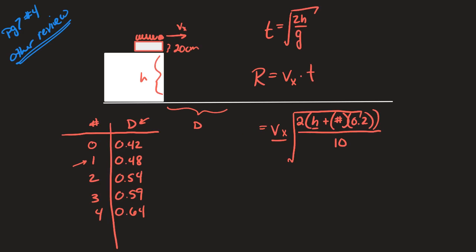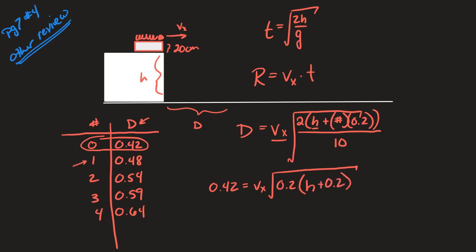Now, I assume they don't want you to just plug these in, that they want you to graph it. So maybe graph it to figure out Vx or graph it to figure out h. I'm not going to do that because it's a waste of my time. But I could put in, say, this data point and create an equation. That'd be 0.42 equals Vx times the square root of 0.2 times h plus 0.2. 2 divided by 10 is 0.2.